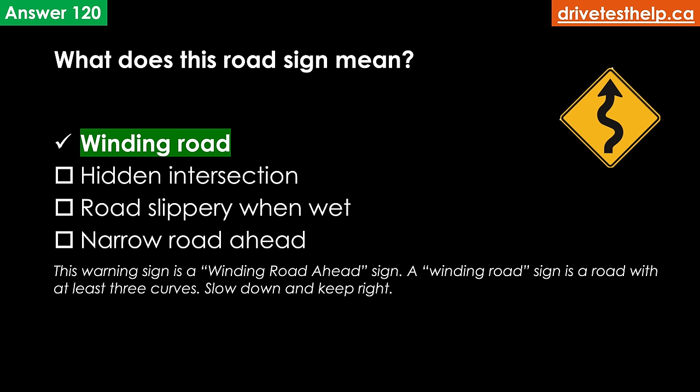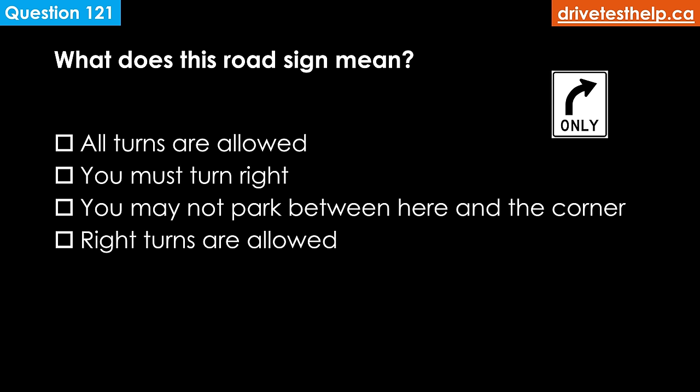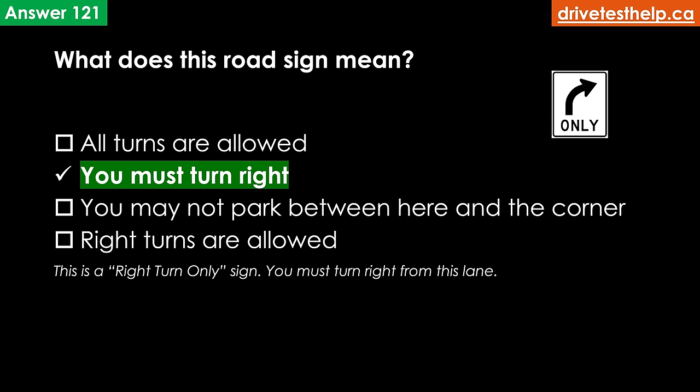What does this road sign mean? All turns are allowed. You must turn right. You may not park between here and the corner. Right turns are allowed. Correct answer, you must turn right. This is a right turn only sign. You must turn right from this lane.